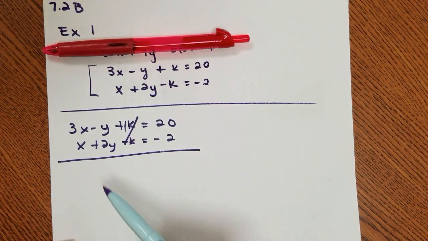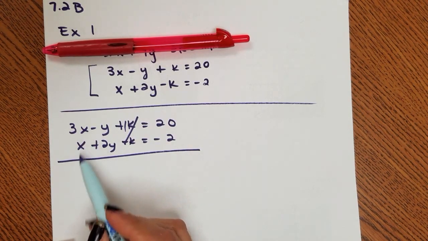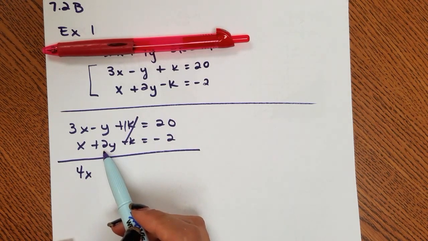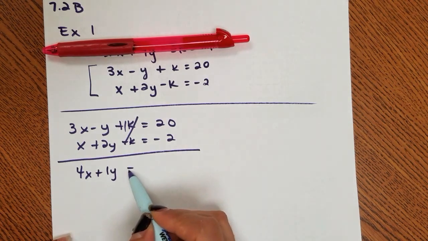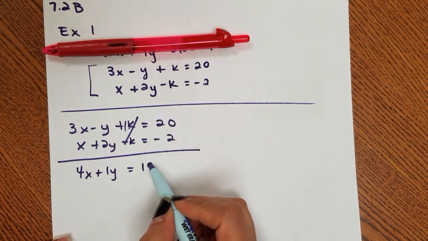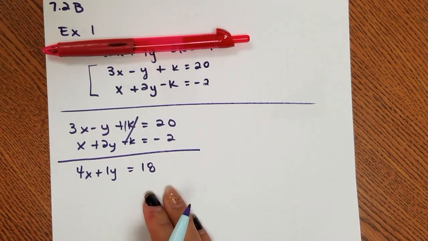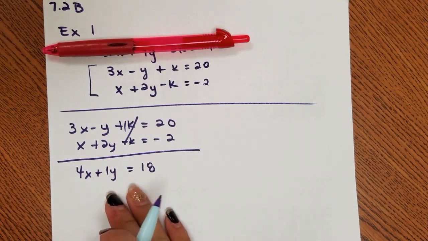So that's going to cancel. And then I'm going to combine down. So 3, this is a positive 1 here. 3 plus 1 is 4x. Negative 1 plus 2y is going to give you positive 1y, and then 20 minus 2 is going to give you 18. So now I have an equation in 2 variables. This looks familiar. You can probably deal with this pretty easy.